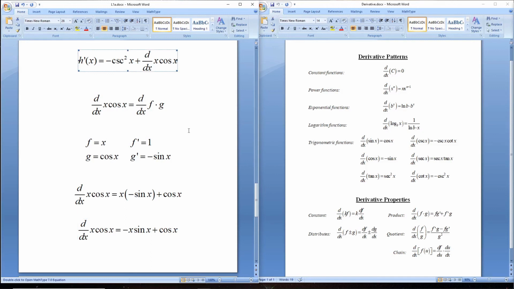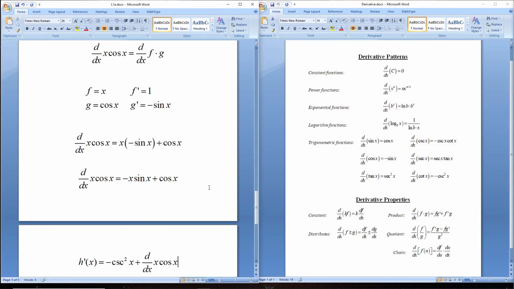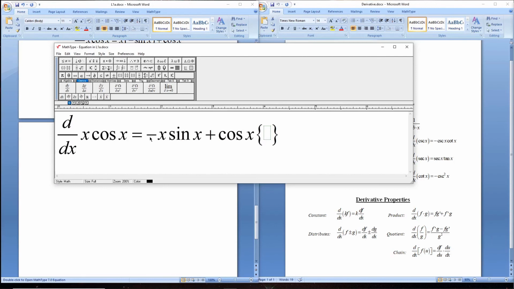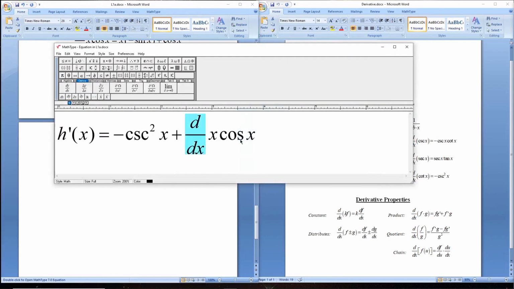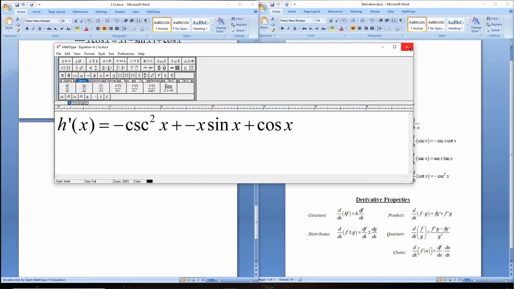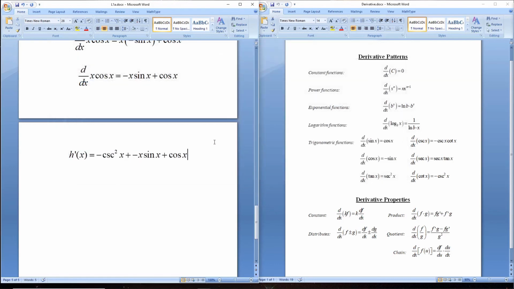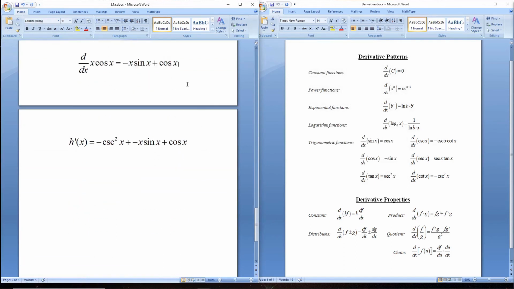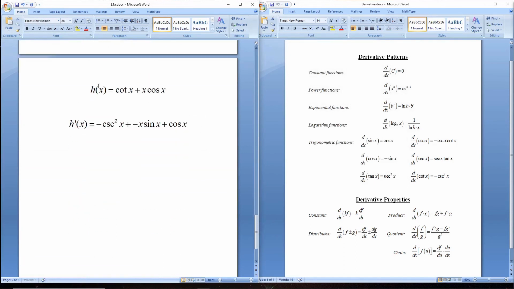And now we have our final answer for h, because we know the derivative now of x cosine x is up here. And then there is our final answer. I just want to copy the original function here real quick. So here's our original function h, and here is our derivative.